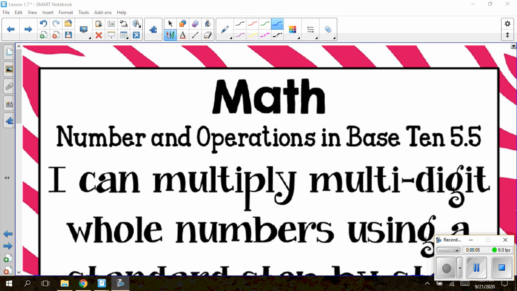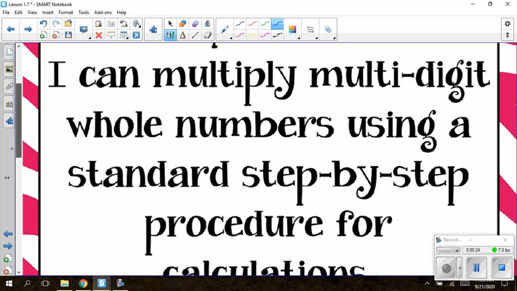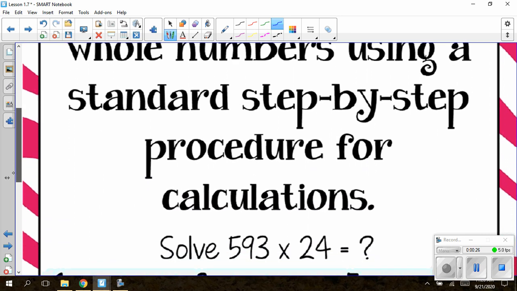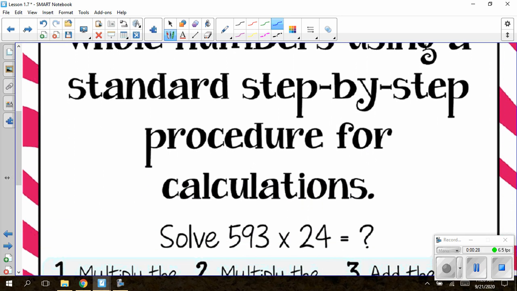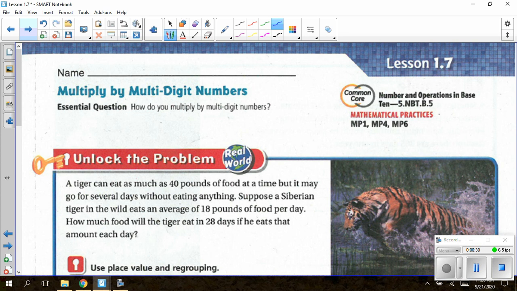This is Lesson 1.7, Multiply by Multi-Digit Numbers. We will be starting on page 43. The standard for today is under the Numbers and Operations in Base 10, 5.5. It states, I can multiply multi-digit whole numbers using a standard step-by-step procedure for calculations. So on page 43, our essential question is asking, how do you multiply by multi-digit numbers?